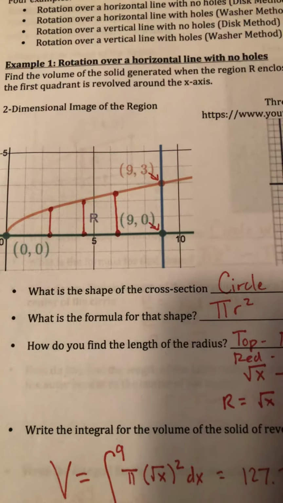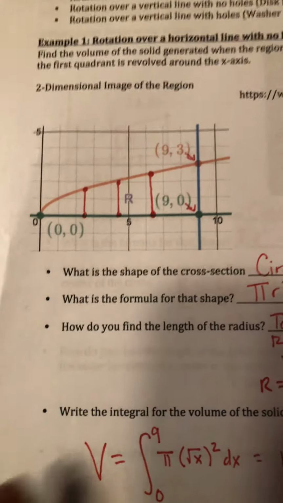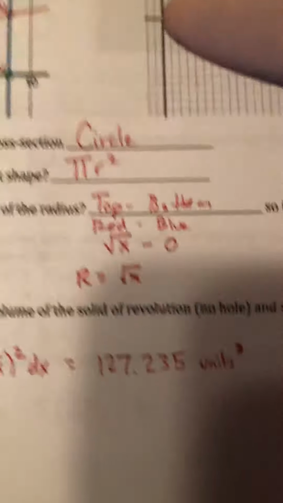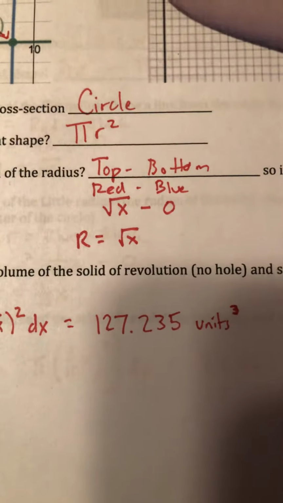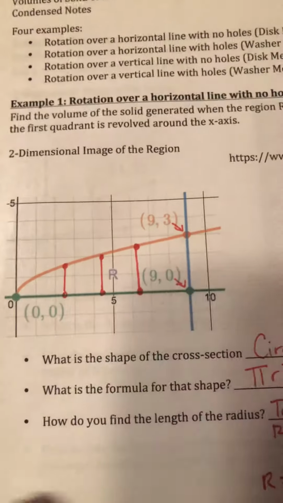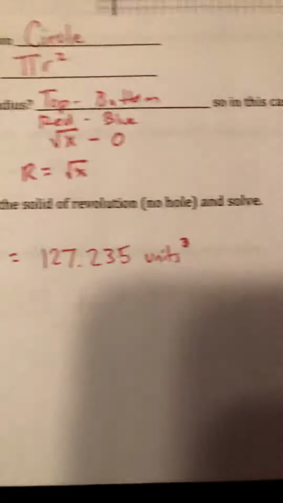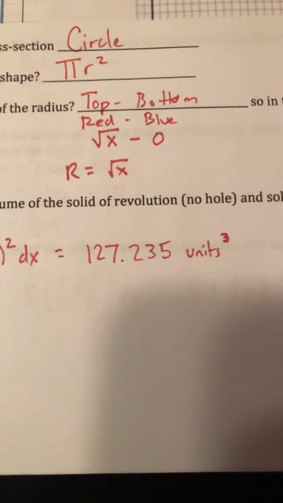The top function in this case is the square root of x, and the bottom function in this case happens to be the x-axis. So you'll notice that I wrote the red function minus the green function, which is y equals 0. It's the red function, the square root of x, minus the green function, which is y equals 0. And so our radius is the square root of x.